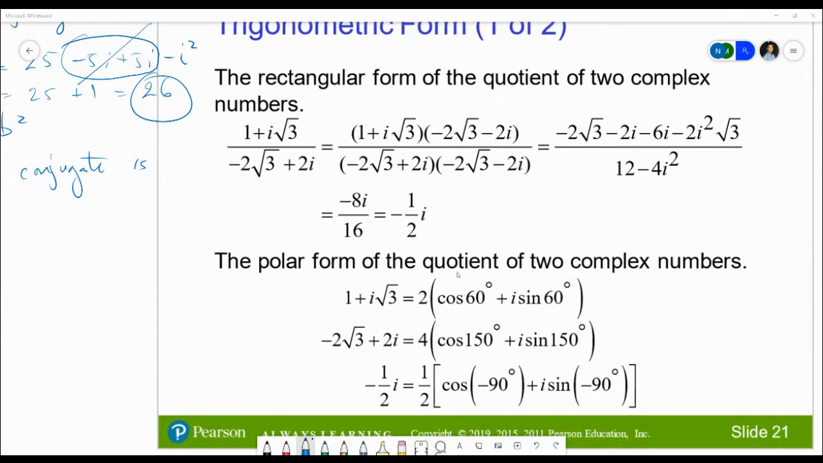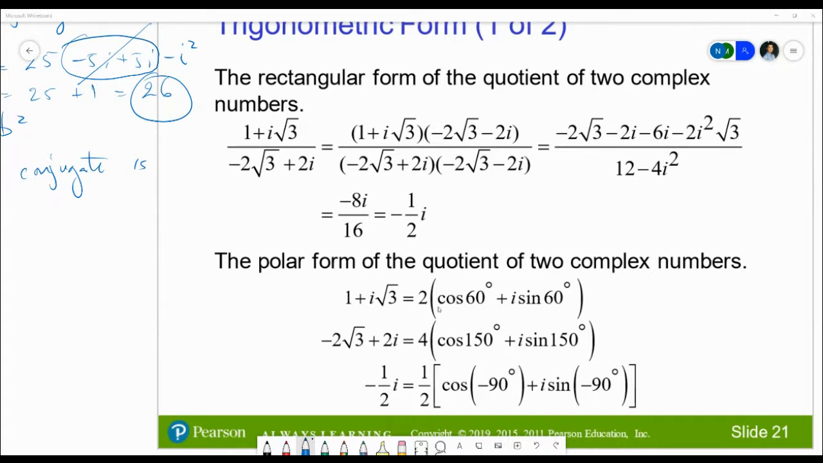Okay. 12 minus 8. How was that 16 in the denominator? 12 minus 4i, isn't that 4i squared? Yeah, so i squared is negative 1, so negative 4 times negative 1 is plus 4. Oh, I subtracted, okay. Yeah, i squared is equal to a negative 1.